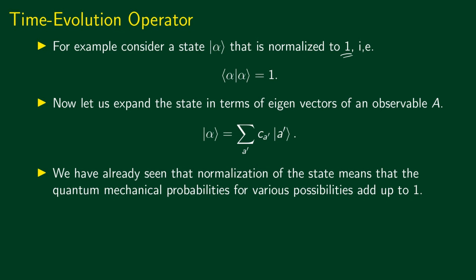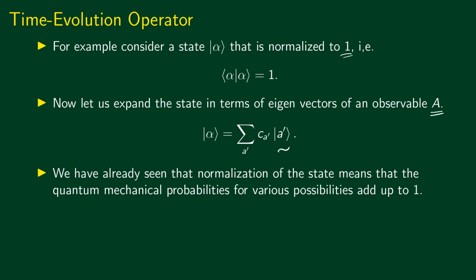Now again, as usual, let's expand this ket in terms of the eigenvectors of an observable A. We said that a Hermitian operator has eigenvectors that form an orthonormal set, and you can use the eigenvectors of a Hermitian operator as the basis. So we can expand this ket alpha in the basis formed by the eigenvectors of operator A or observable A. These are the expansion coefficients, the complex expansion coefficients.